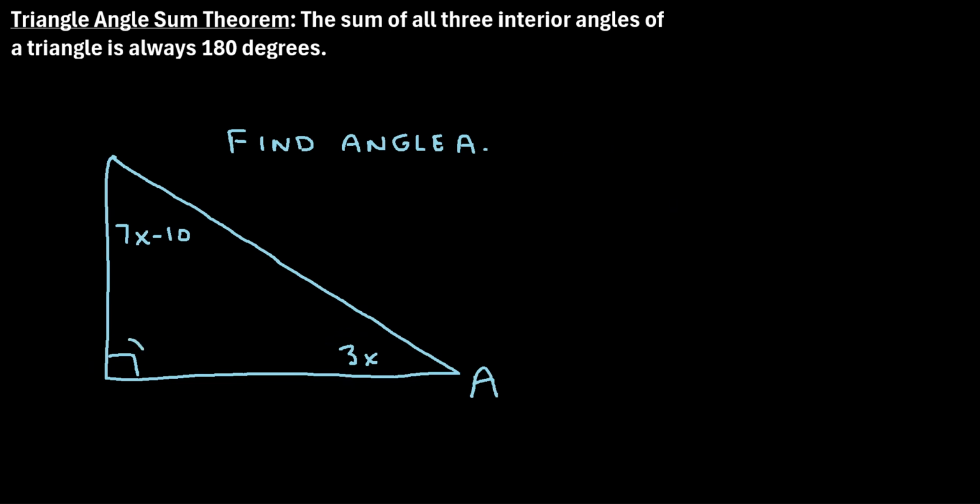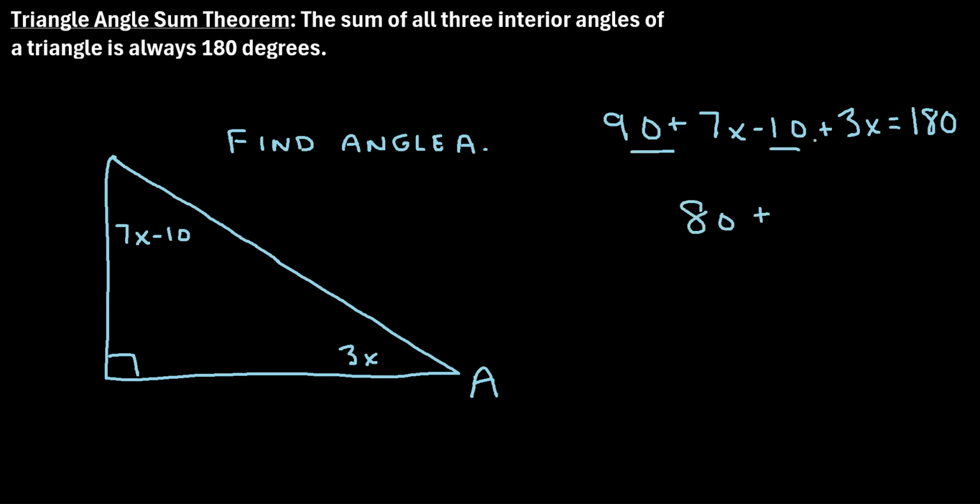So let's do that. This angle right here is 90 degrees. So we'll say 90 plus this angle, 7x minus 10, plus this angle, 3x, must all be equal to 180 when we add them together. So let's solve for x. We get 90 minus 10, that's 80. So we'll say 80 plus 7x plus 3x, that's 10x, is equal to 180. Now to solve for x, we can subtract 80 from each side. So we're left with 10x is equal to 180 minus 80, that's 100.